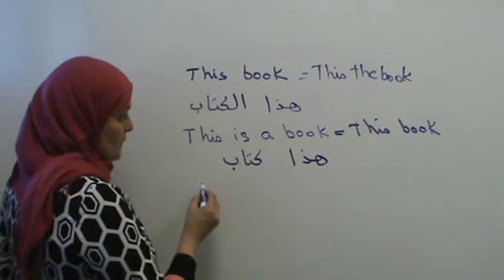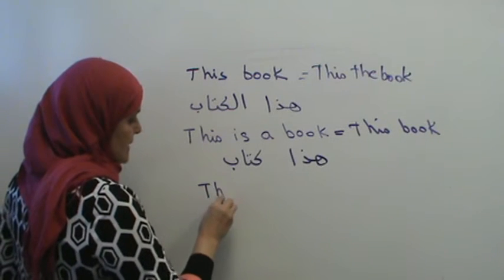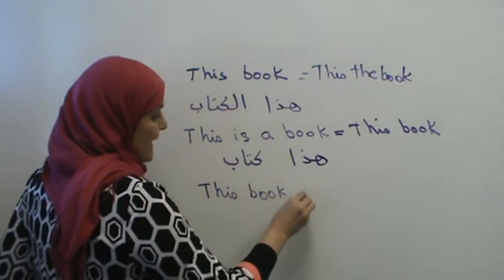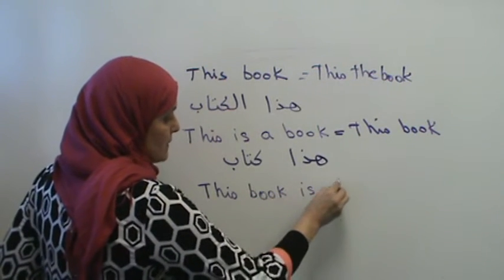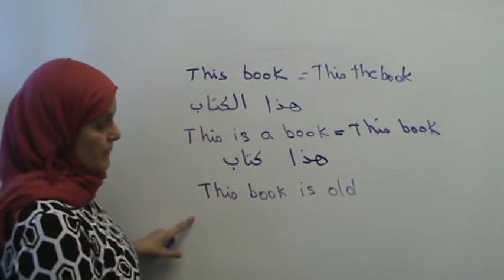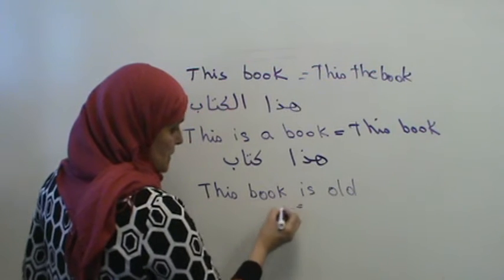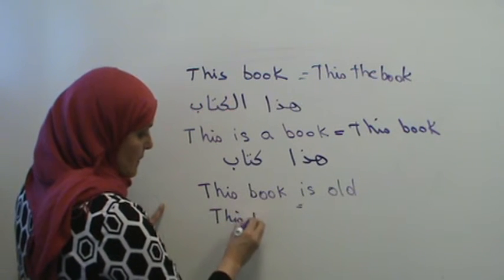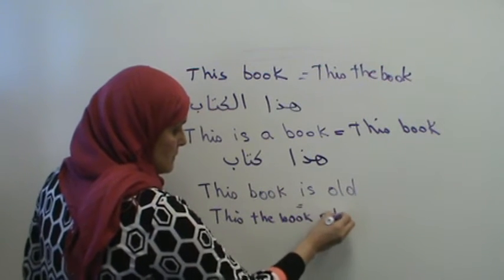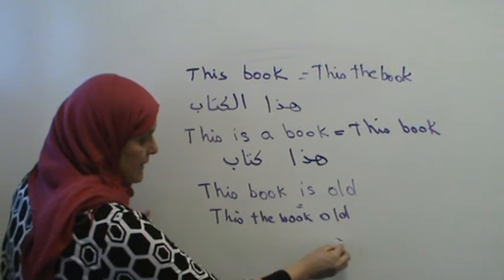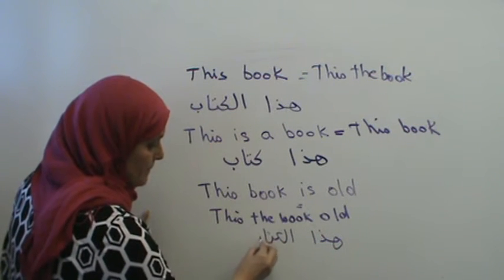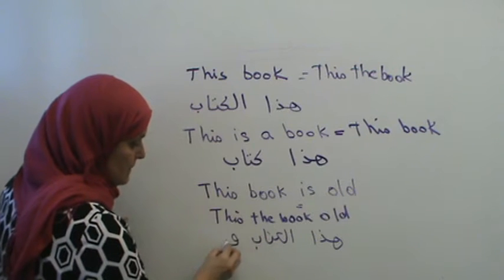Now, when you have this book is old, what you do is you put this, the book, old. هذا الكتاب قديم.